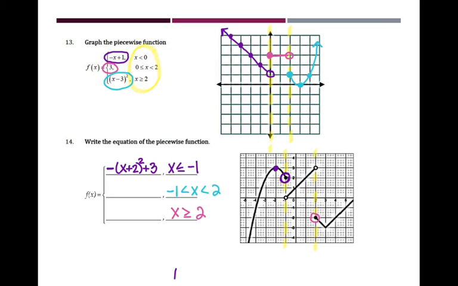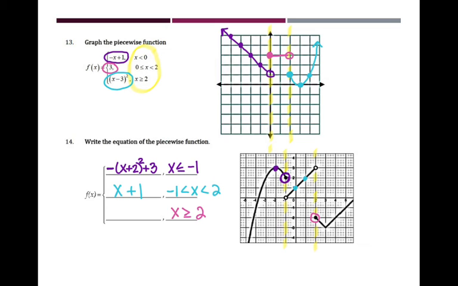For my middle piece that I'm going to do in blue, my middle piece is a linear function. So I can see where it crosses my y-axis. That's at 1. And my slope is 1 because I'm going up 1 over 1, up 1 over 1. So my equation is just x plus 1.